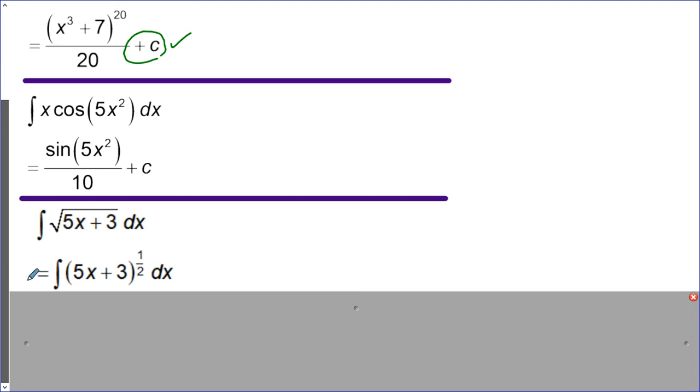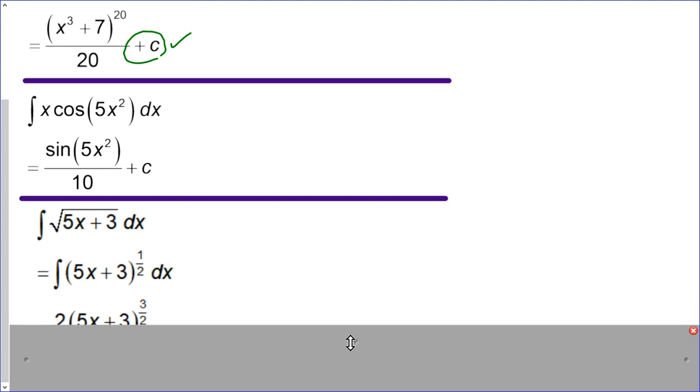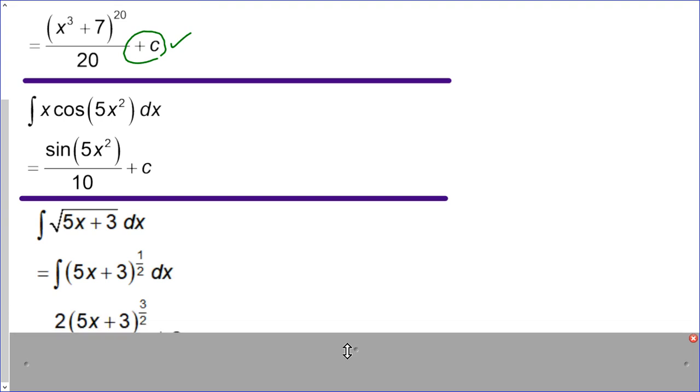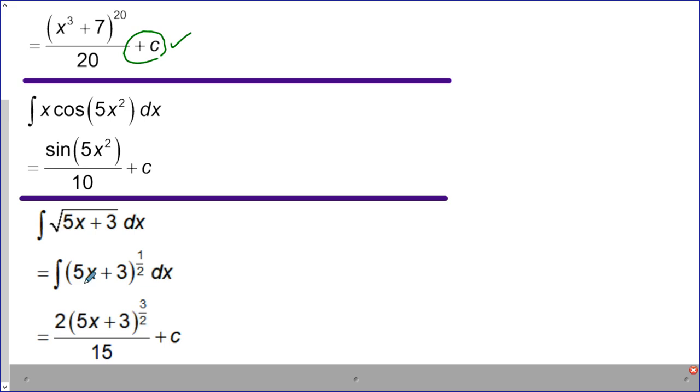The way I integrate a power to the half is I add 1 to the power, and I divide by the new power. Right, so I'm going to basically have 5x plus 3 to the 3 over 2 divided by 3 over 2, which is the same as multiplying by 2/3. However, if I differentiate this result, it would be 5 times too big because of this 5. So I've got to divide by 5. This 15 on the bottom here has come from the 5 and the 3.